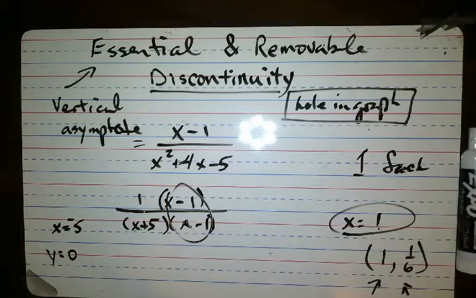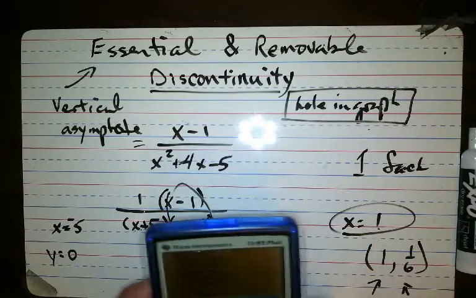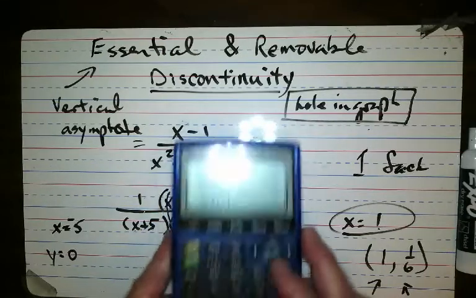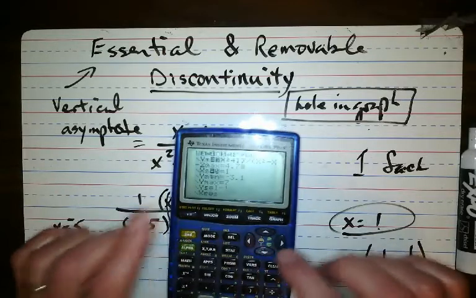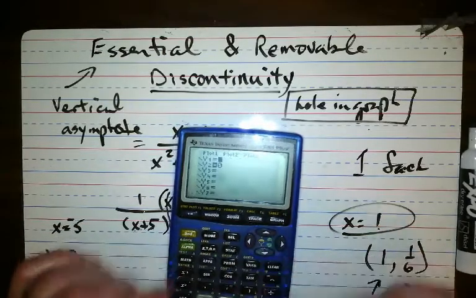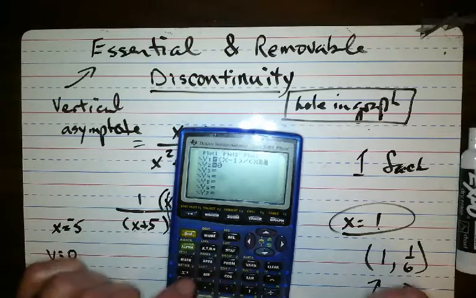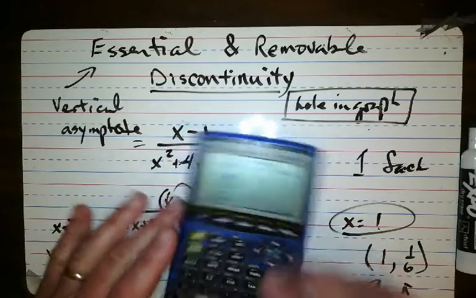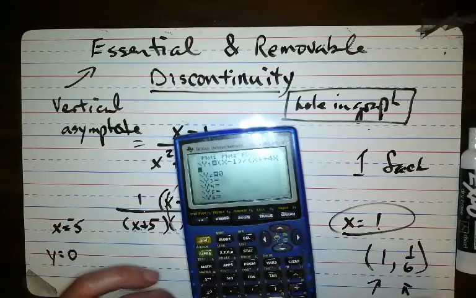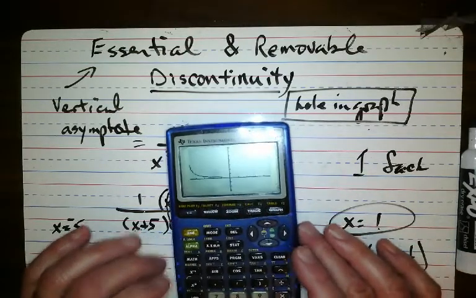So let's graph it and see if there is, in fact, a hole at 1. So, we need to, whoops, let's type the whole thing in there. Parentheses, x minus 1, close my parentheses, divided by x squared plus 4x minus 5. There we go. Look at my picture.